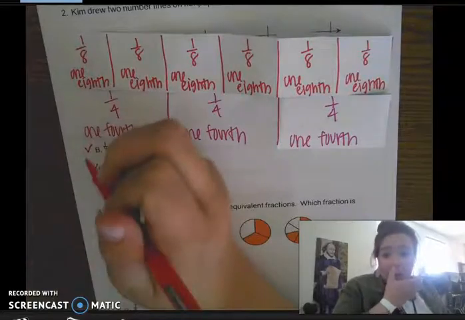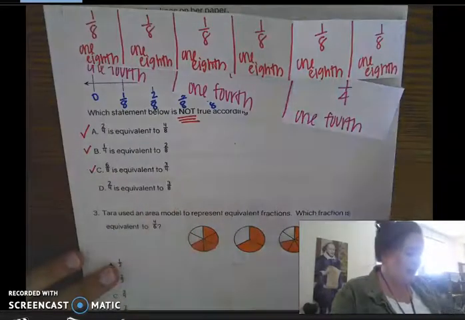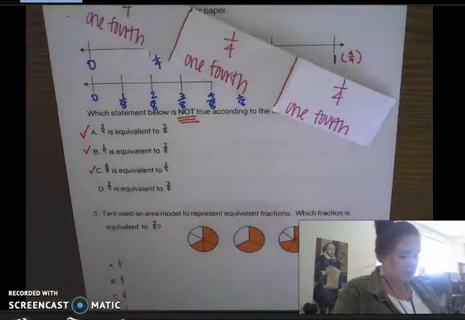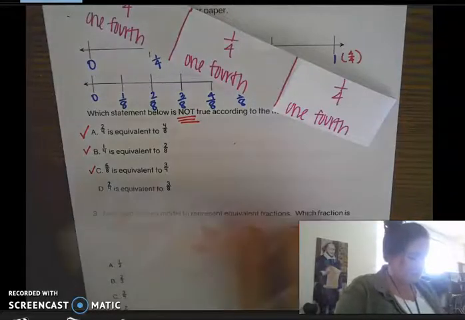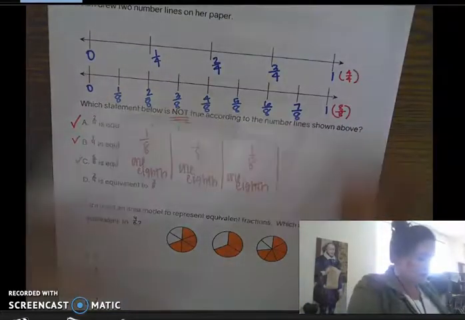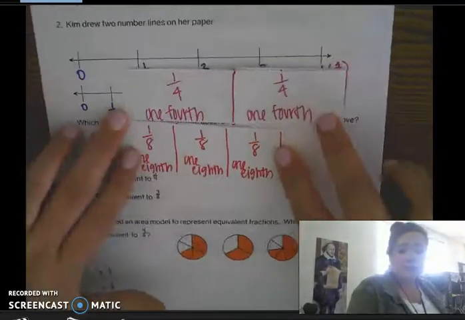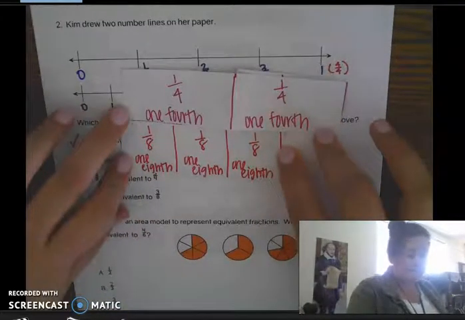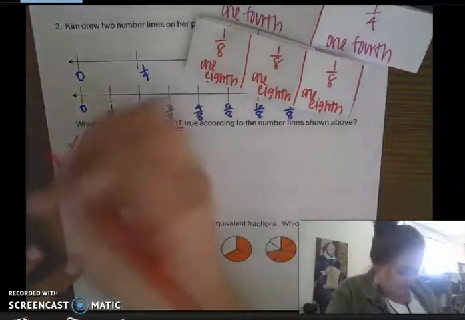You guys are becoming really, really good at equivalent fractions. 2/4 and 3/8. So I'm going to fold this till I can only see 3/8. There's 3/8 and 2/4. Are those equivalent? No, they're not. Good. Those are not equivalent.